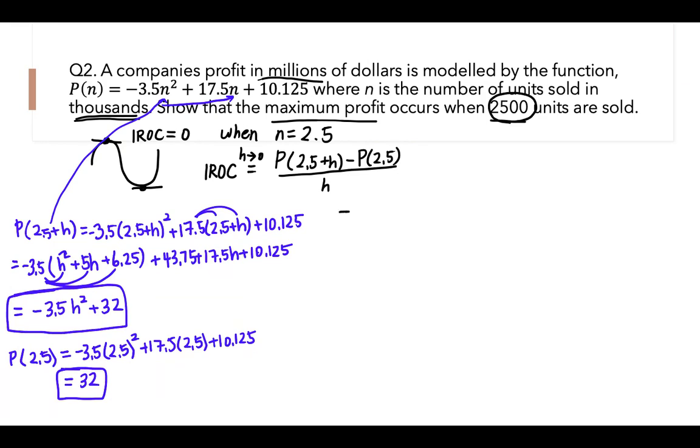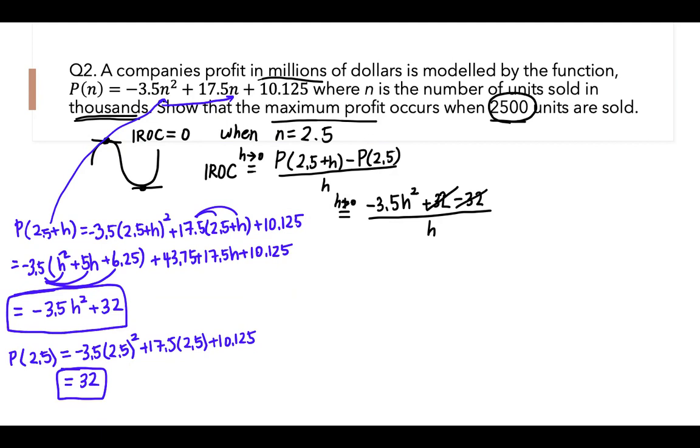So I'm just going to move to the side. So h approaching 0. The output for this one is going to be negative 3.5h squared plus 32, and then minus, at 2.5, it's going to be 32 as well, over h. Now you will notice that 32 and 32 cancel out. 32 minus 32 is 0.